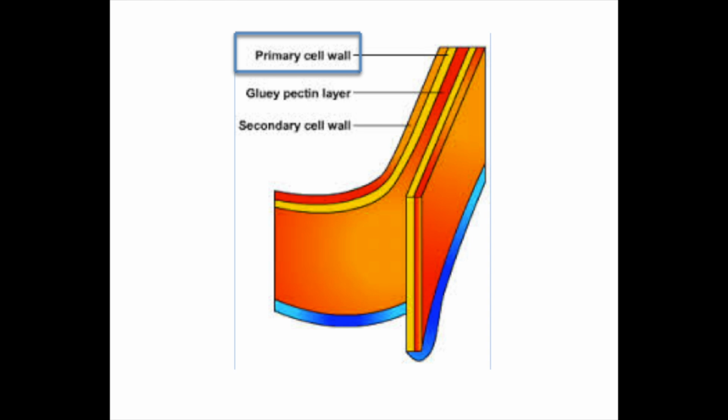Yes. Is it the primary wall? Yes, that's correct. And what is it composed of? Yes. Is it made up of cellulose? Well, actually, it's a skeleton made up of cellulose microfibrils embedded in a gel-like matrix.